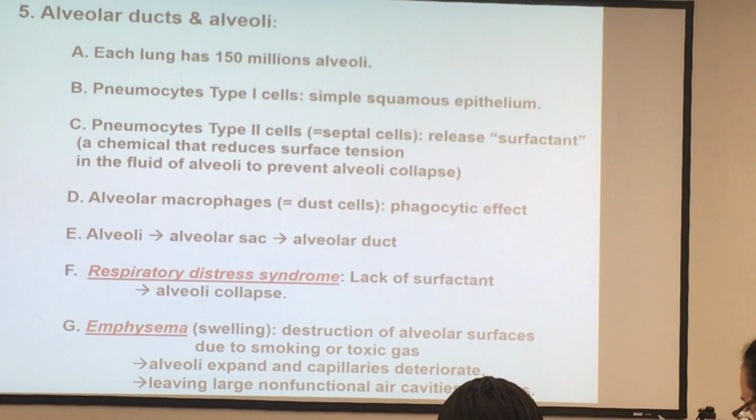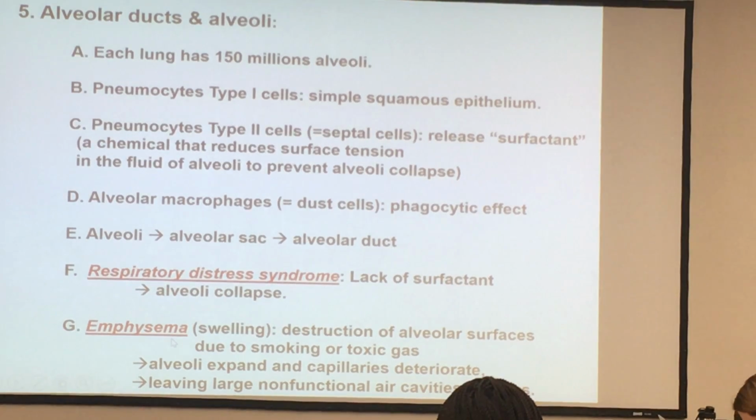We have a term called respiratory distress syndrome. That's a genetic problem if the person lacks the DNA to produce enough surfactant from type 2 cell, or septal cell, and the alveolus easily collapses. This symptom is usually found in young children. That's a genetic problem.